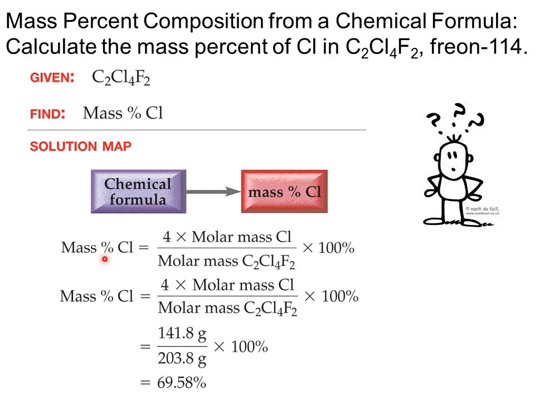So first of all, we look at the formula and we can say that the amount of chlorine is 4 times the molar mass of chlorine because of the subscript 4, and the molar mass of the entire compound, so that's the part per whole. So this turns out to be 4 times the molar mass of chlorine, which equals 141.8 grams, and the entire molar mass is 203.8. Calculating that, it shows that Freon 114 is 69.58% chlorine.